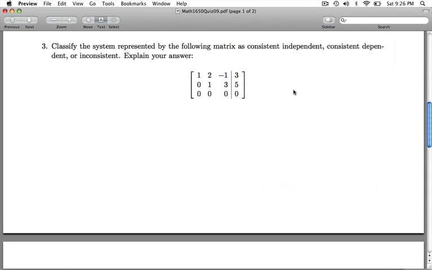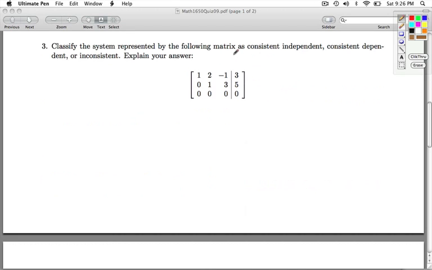Number 3, classify the system represented by the matrix as consistent independent, consistent dependent, or inconsistent. Explain your answer. So let's take this out of the matrix using x, y, and z again and see what we get. We get x plus 2y minus z equals 3. I have no x, y plus 3z is 5. And then I get 0 equals 0.